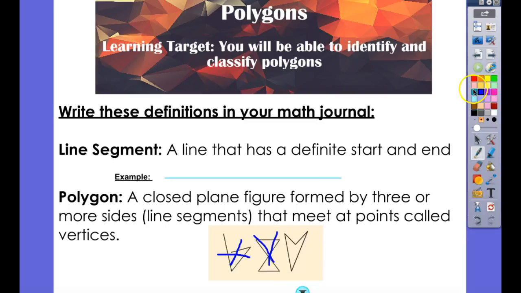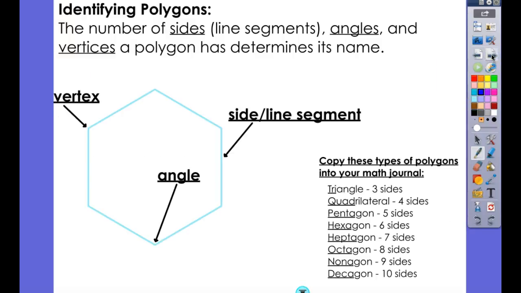All right, now let's look at how we can identify polygons. So the way we identify polygons is we're looking at the number of sides, angles, and vertices they each have. And when we can determine that, that shows us what its name is. So first of all, let's make sure we know what those three things are. First of all, we have a side or line segment, which we've already talked about, and that's the different lines that make up the polygon. So here's a line segment, here's a line segment, and we have line segments going all the way around.